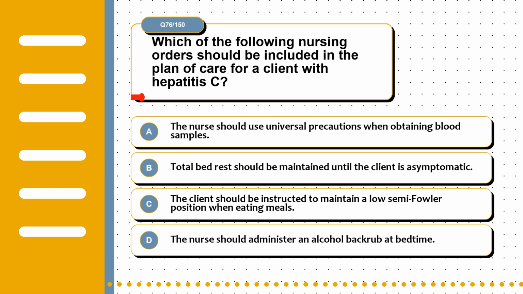Question 76. Which of the following nursing orders should be included in the plan of care for a client with hepatitis C? Here are the options. Option A, the nurse should use universal precautions when obtaining blood samples. Option B, total bed rest should be maintained until the client is asymptomatic. Option C, the client should be instructed to maintain a low semi-Fowler position when eating meals. Option D, the nurse should administer an alcohol back rub at bedtime.